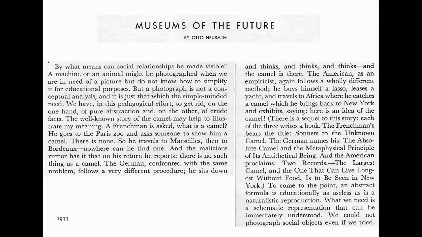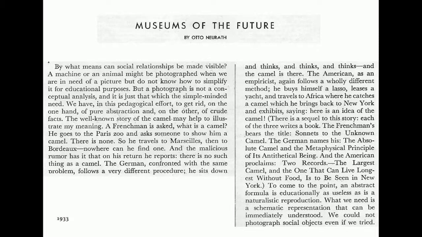A Frenchman is asked, "What is a camel?" He goes to the Paris Zoo and asks someone to show him a camel. There is none. So he travels to Marseille, then to Bordeaux. Nowhere can he find one. And the malicious rumor has it that on his return, he reports, "There is no such thing as a camel." The German, confronted with the same problem, follows a very different procedure. He sits down and thinks and thinks and thinks, and the camel is there.